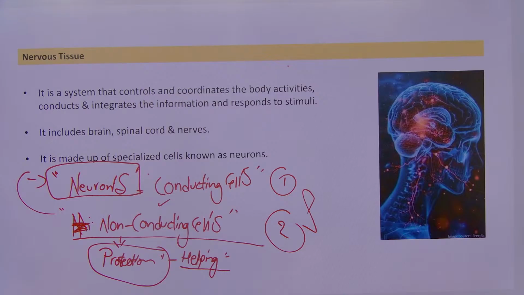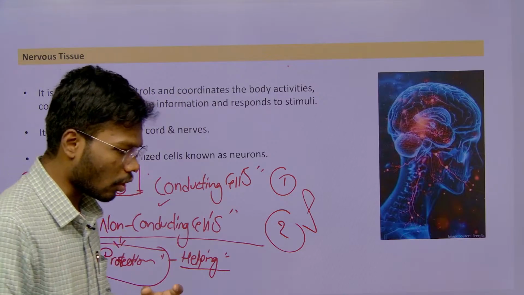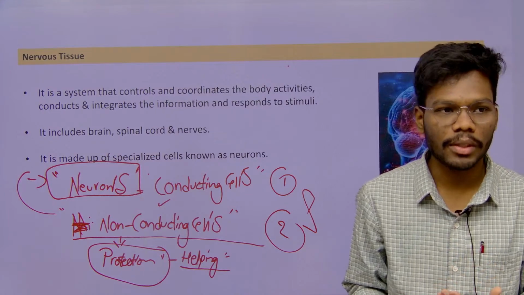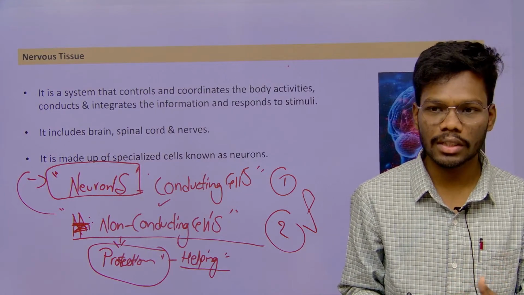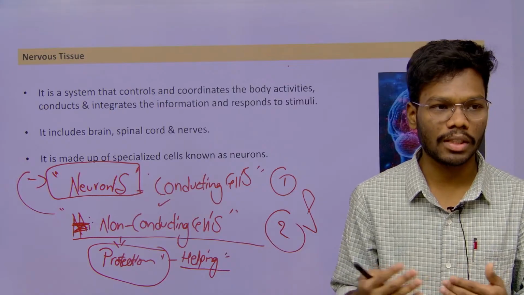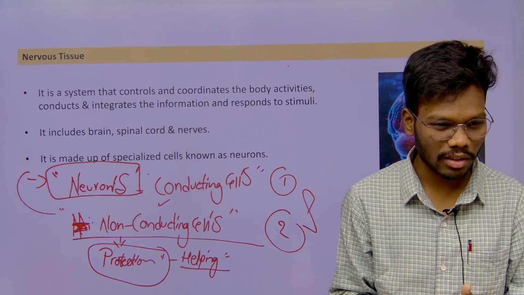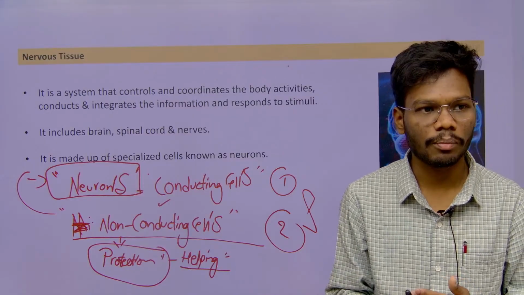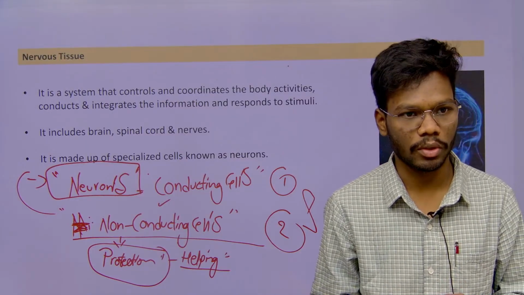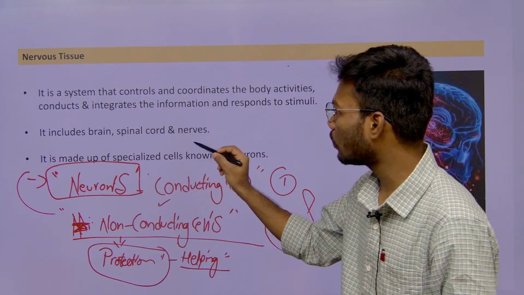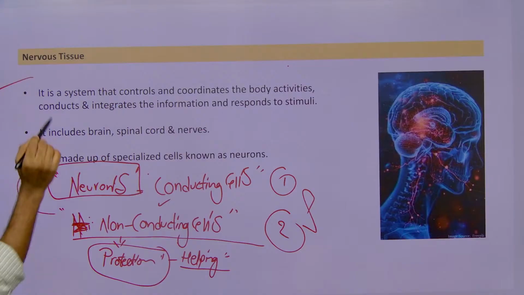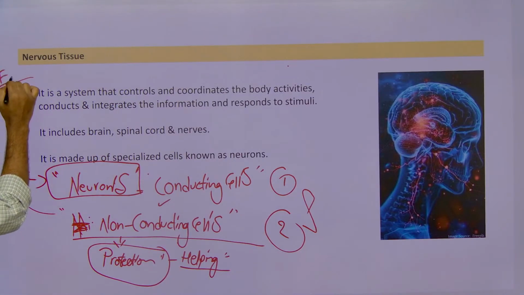And the first thing we have to know is from which tissue or which layer these neurons arise. We already discussed connective tissues and epithelial cells. Epithelial cells are derived from three germ layers, whereas connective tissue is mesoderm, and muscular tissue is also mesoderm. Whereas nervous tissue, if you see, is arranged from the ectoderm.